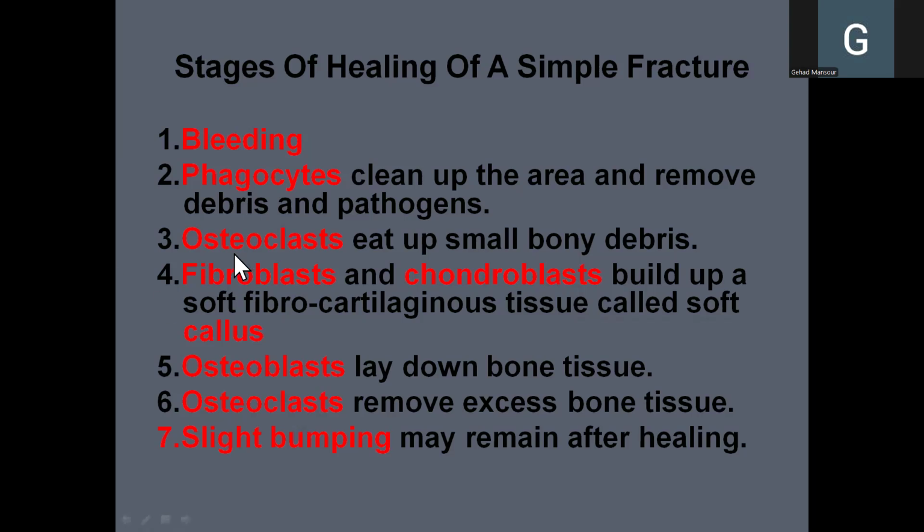And then the blood vessels will bring in stem cells that will be converted into osteoclasts. What are osteoclasts? We haven't talked about osteoclasts before. The suffix class means eating. So these are cells, bone cells, that are capable of eating up bone. So their function is complementary to the function of the phagocytes, but the phagocytes are more general in their function, but the osteoclasts are specific in the fact that they eat up only bony debris.